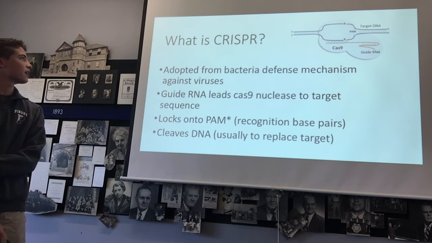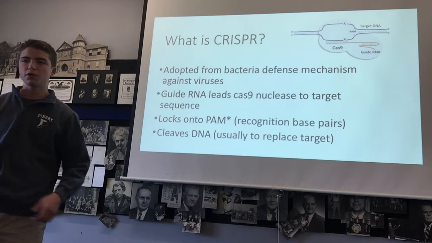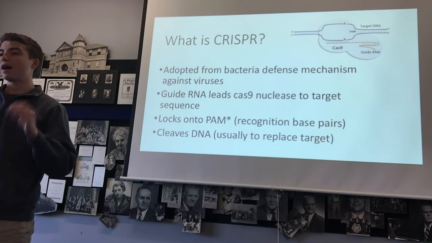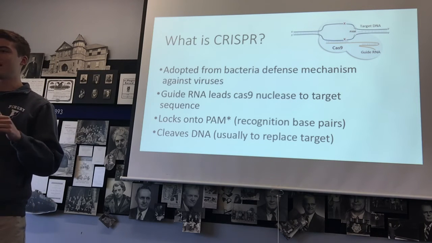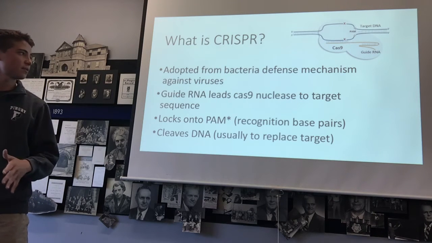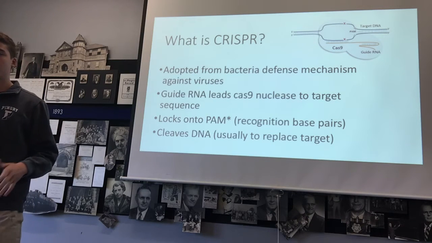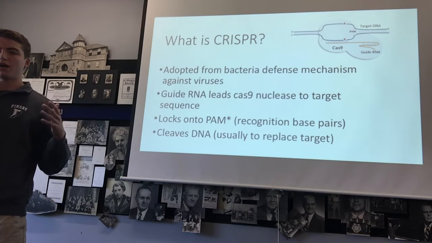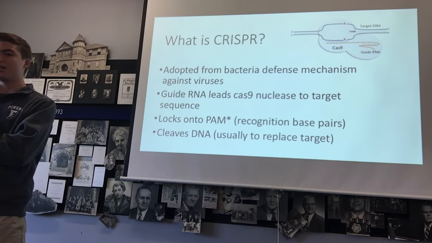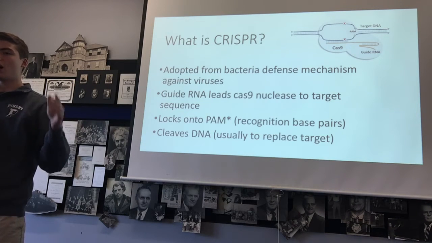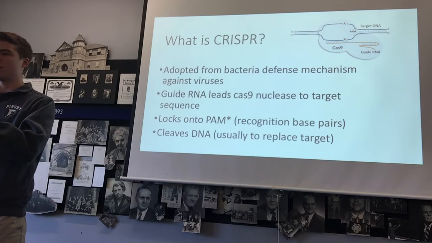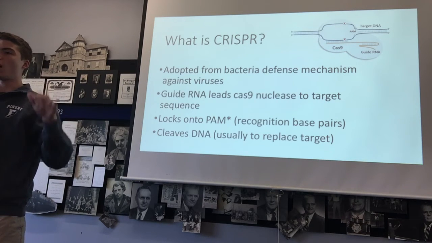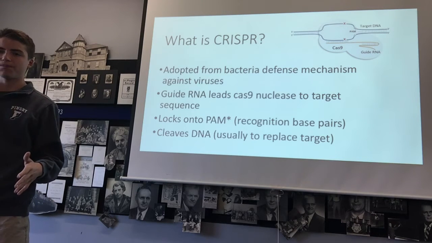So now I'm going to explain what is CRISPR. So CRISPR was a mechanism adopted by bacteria to prevent against viruses and viral DNA being inserted into their genomes. And it's basically that a guide RNA will lead a Cas9 nuclease to the target sequence. A guide RNA is basically a guide molecule for the Cas9 nuclease. Once again, the nuclease is just a molecule that will cleave the DNA at a specific location on the genome.